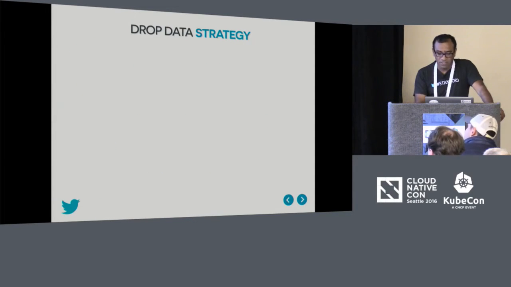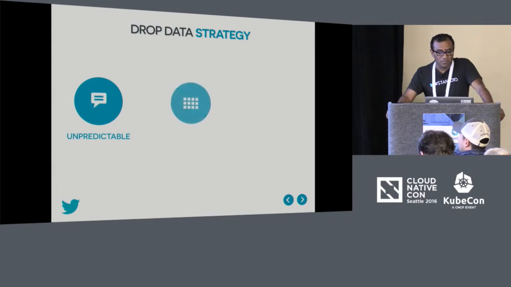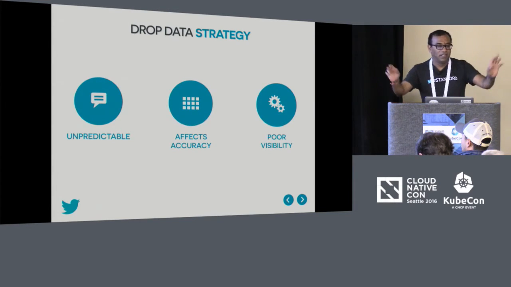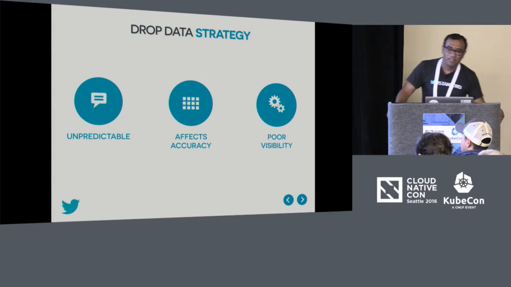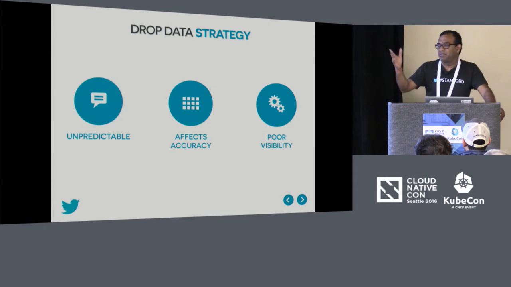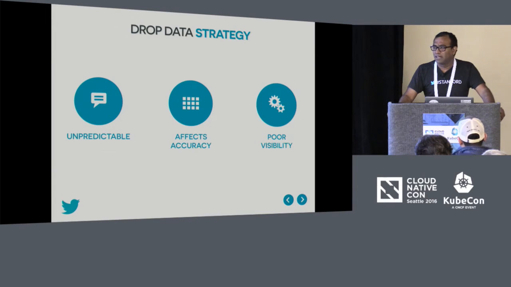So with the drop data strategy, one of the biggest issues is that it's unpredictable. You have no idea where the data is being dropped, especially in a complex DAG running on 500, 600 containers, right? It affects accuracy because, since you don't know where it's being dropped, you're supposed to get a count of a couple of million, but suddenly you're getting something like 500,000, which is not correct.